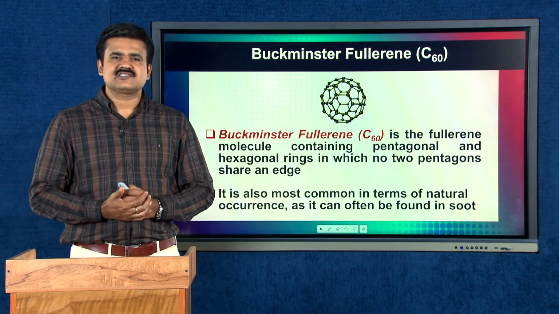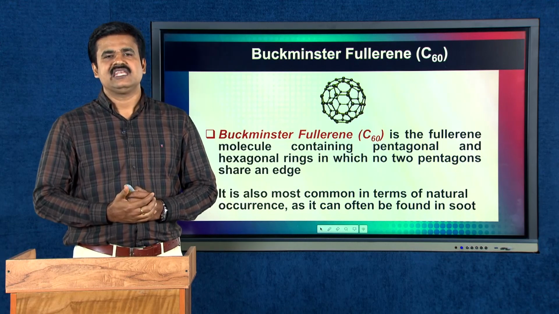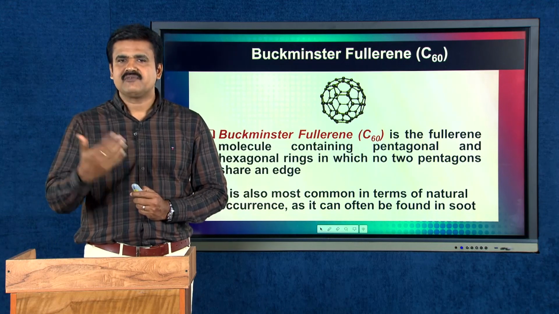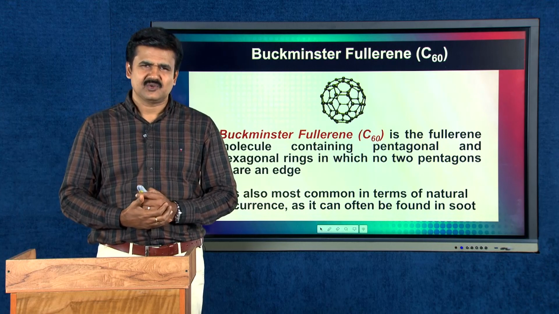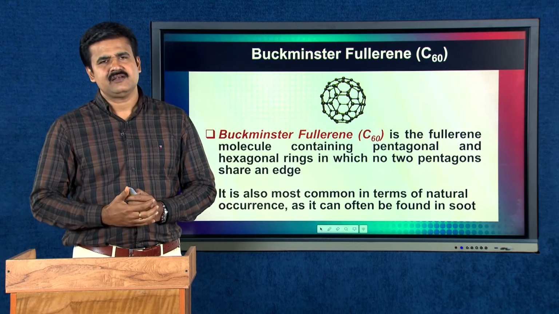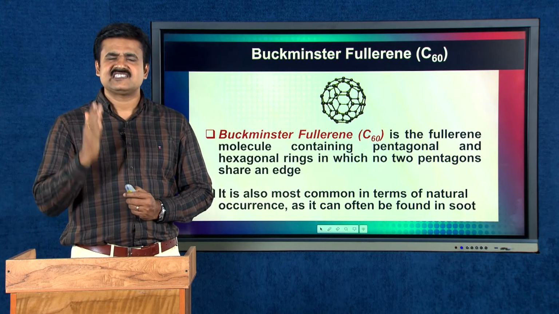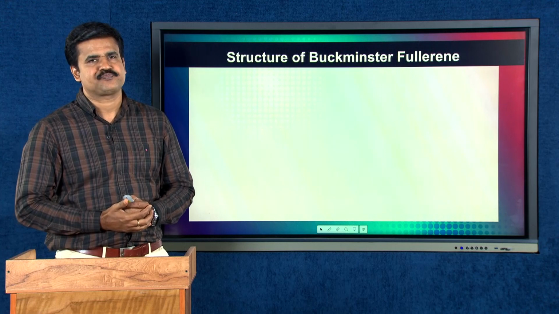It is also most common. This C60 is most common in terms of natural occurrence, as it can often be found in carbon soot and in the carbon flame. So, this is the more stable fullerene. This is the most common fullerene. So, the most common and stable fullerene is Buckminsterfullerene, that is nothing but C60.